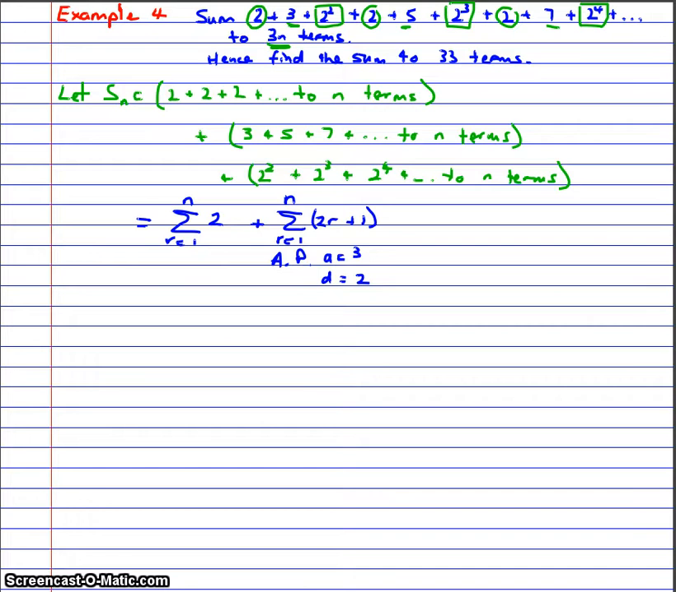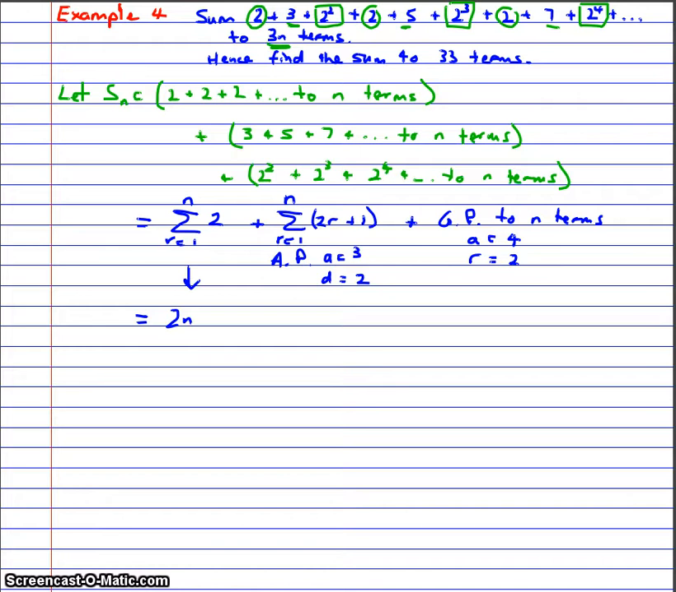Okay. The third one here, we can see that this is a geometric progression to n terms. Where a is 4 or 2 squared, and r equals 2. Okay, so let's go from there. Now this one here simplifies when we get rid of the sigma, that is 2n.